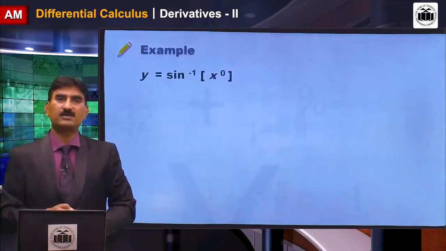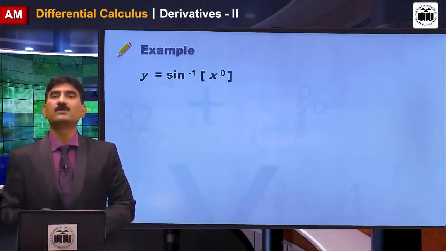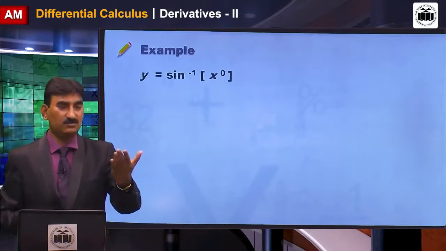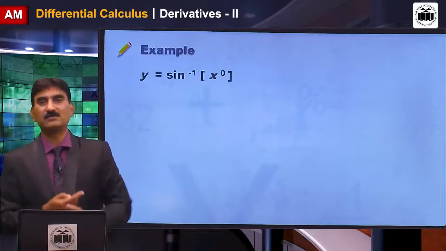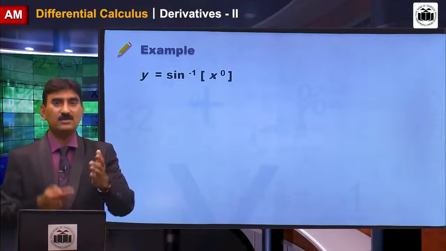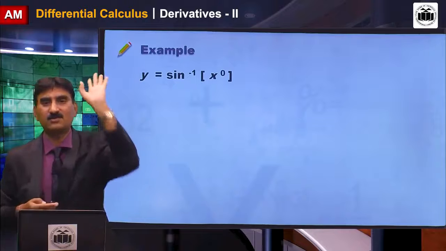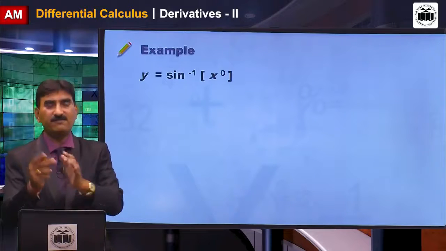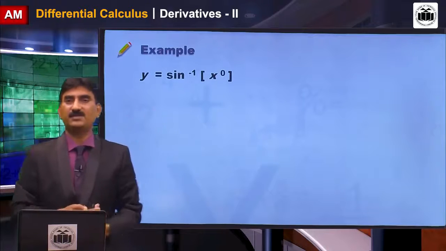Now students, we see another example for inverse trigonometric function. Now here y is equal to sine inverse of x degree. What, x raised to 0? No, it is not 0. It is called degree. So many students write down x raised to 0 is 1 and they find out the derivative of sine inverse 1 also. So this is totally wrong. For x degree, first you have to convert it into radian and then you differentiate.